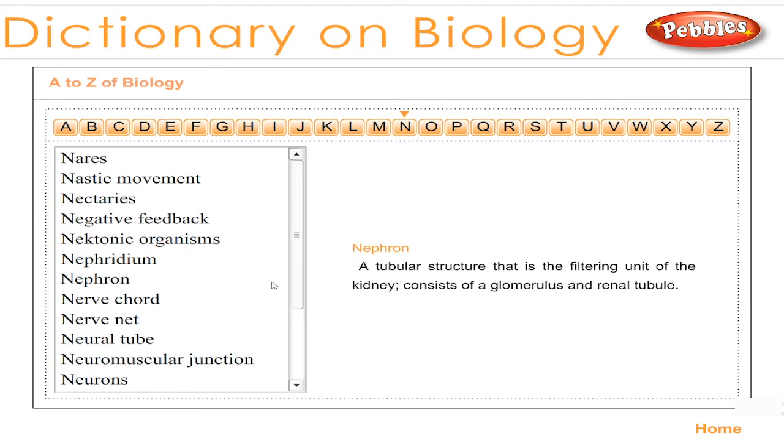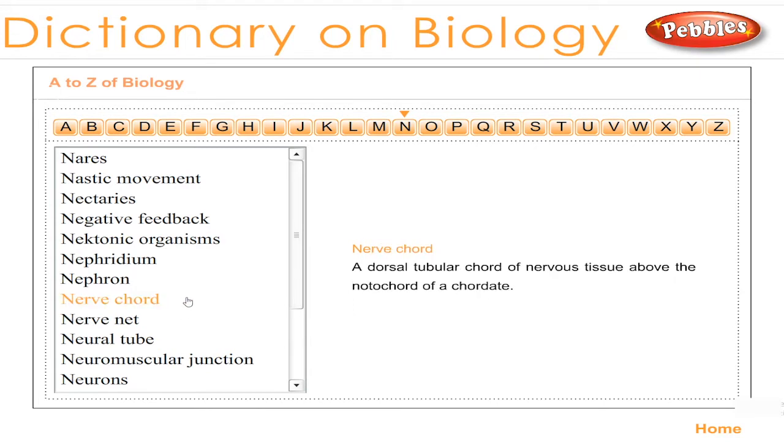Nephron, a tubular structure that is the filtering unit of a kidney, consists of a glomerulus and renal tubule. Nerve cord, a dorsal tubular cord of nervous tissue above the notochord of a chordate.